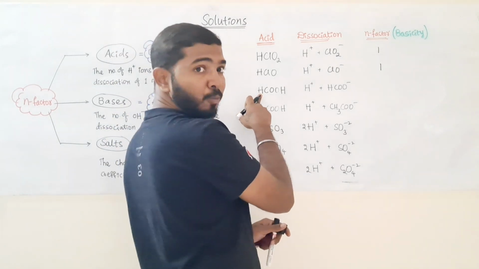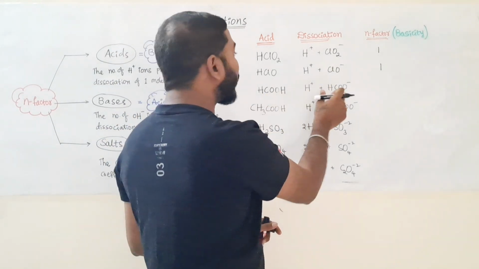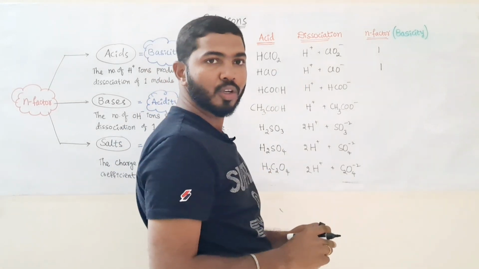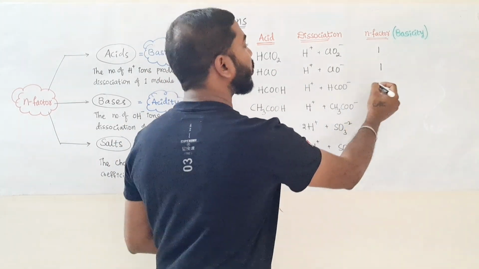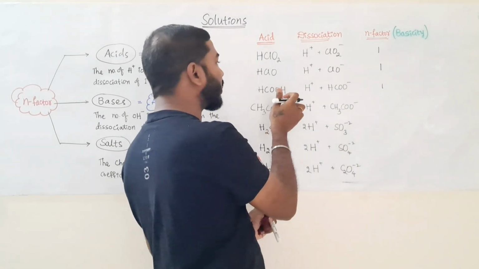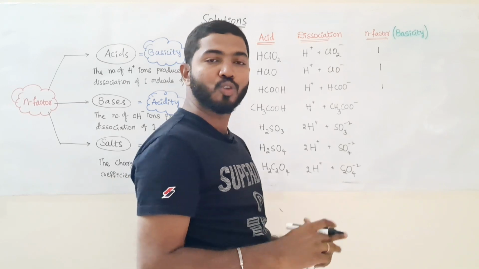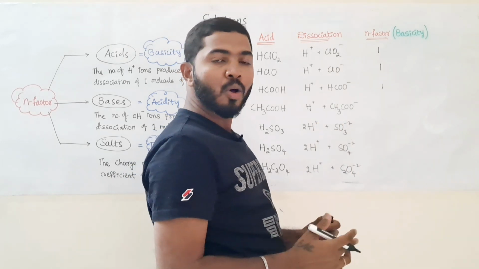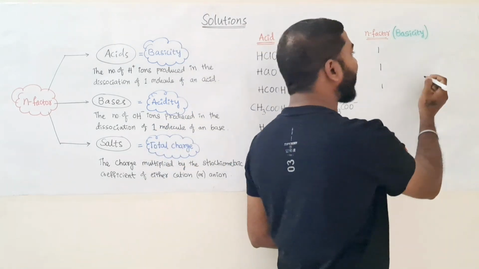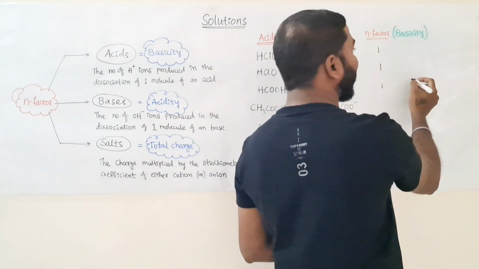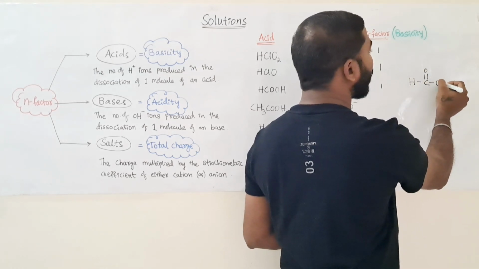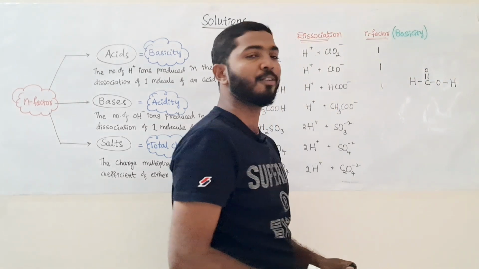And then when we move to formic acid, even though we have two hydrogens, only one H plus ion is produced. So what is the n factor? It is 1. And why is it like that, sir? Since we have two hydrogens, only one H plus ion is produced. Why is that particular case like that? It's not only about that case. If you try to draw the diagram of formic acid, it is HCOOH. Yeah, this is the structure of formic acid.